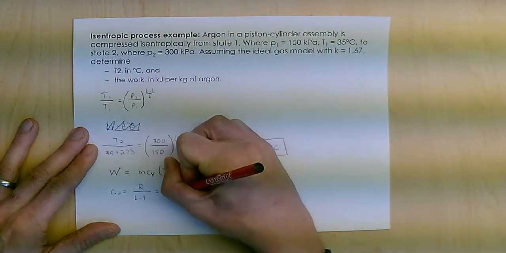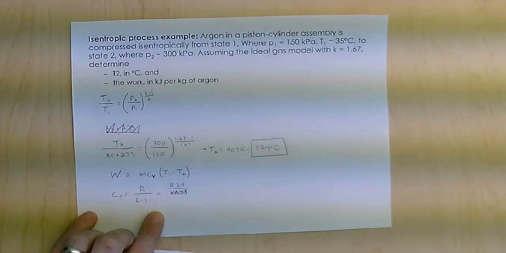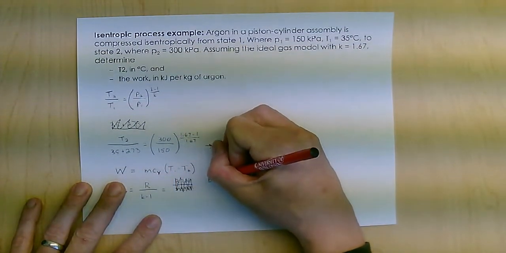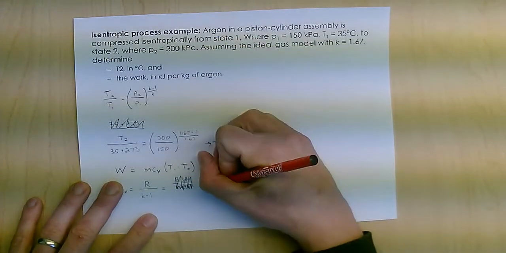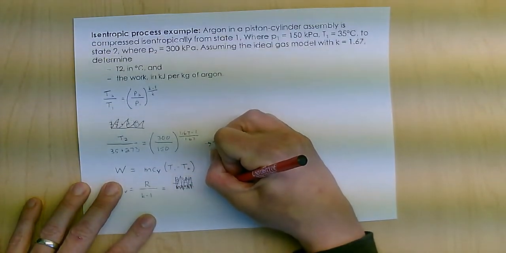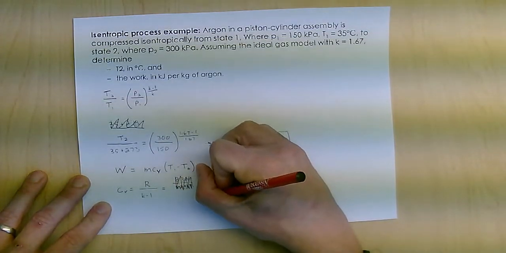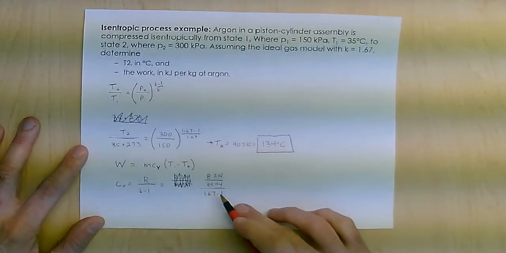28.97. Oh, that's not right. For argon, the molecular weight of argon we can look up. I'll let you do that on your own, and I actually get it to be 39.94 for the molecular weight of argon, over 1.67 minus 1. So that's what Cv equals.